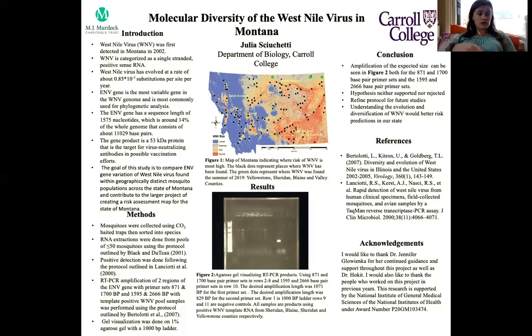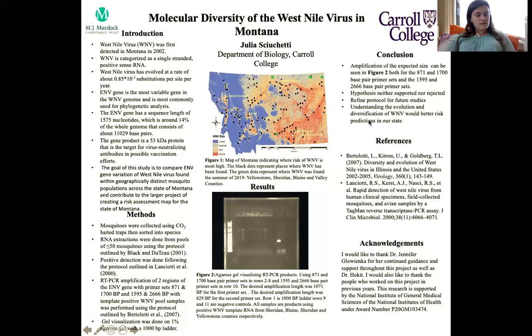So for results, you can see for summer 2019, we had 423 sample pools, and there were 7 West Nile virus positive samples. So that represented 4 counties, so Valley, Blaine, Sheridan, and Yellowstone. So that's represented by the green dots here on the map. The black dots show where West Nile virus has been found in the past. And then these yellow triangles show where there are testing efforts for the West Nile virus up here too.